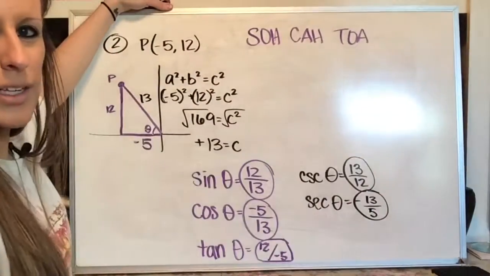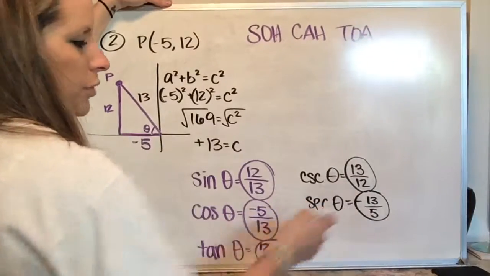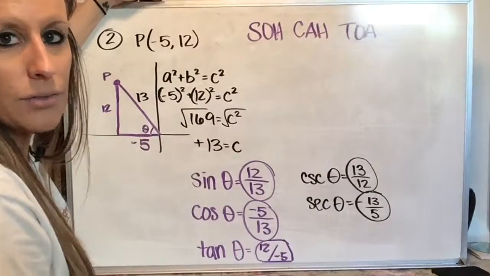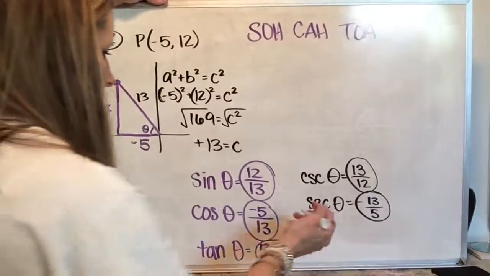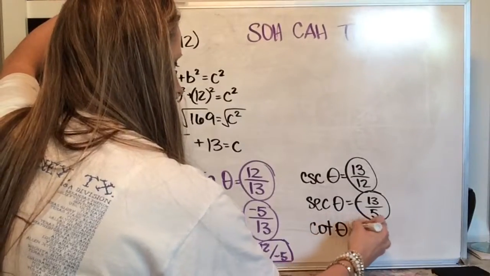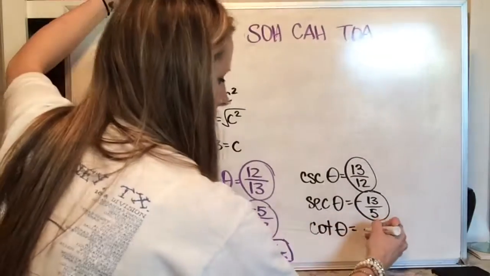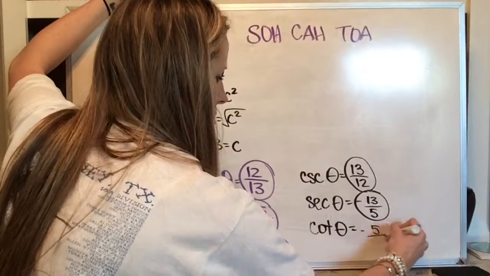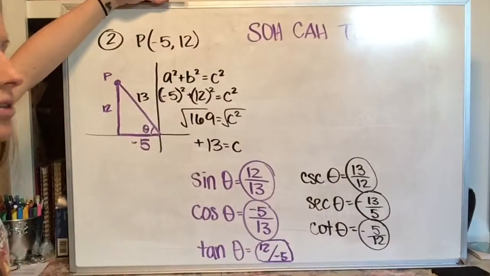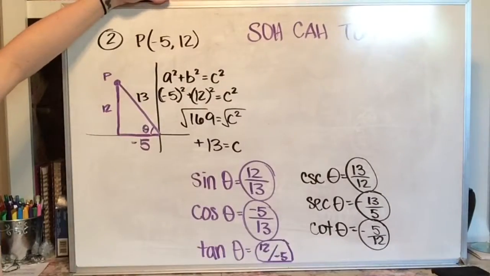It doesn't matter where that negative is. If you want to keep it with the 5 at the bottom, you can. If you just want to write a negative out in front, you can do that too. It doesn't matter. Cotangent, I'm going to flip my tangent. So if I flip it, I get -5 over 12. Okay. So that would be my 6 trig functions for number 2.